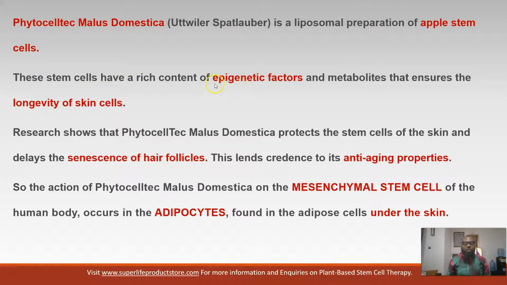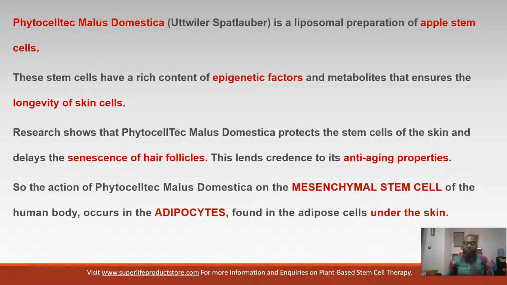It has rich content of epigenetic factors and metabolites that ensure longevity of skin cells. So research shows that Phytoceltec malus domestica, which is the scientific name given to it, protects stem cells of the skin and basically delays the senescence of hair follicles. It also lends credence to the anti-aging properties of this particular apple.